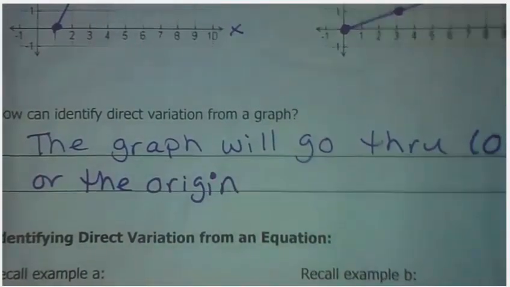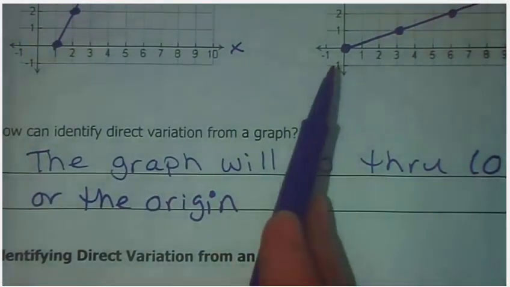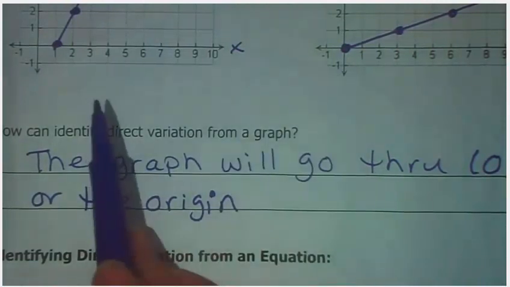So you should be able to spot direct variation on a graph from a mile away. If it goes through 0, 0, it's direct variation. If it doesn't, it's not.